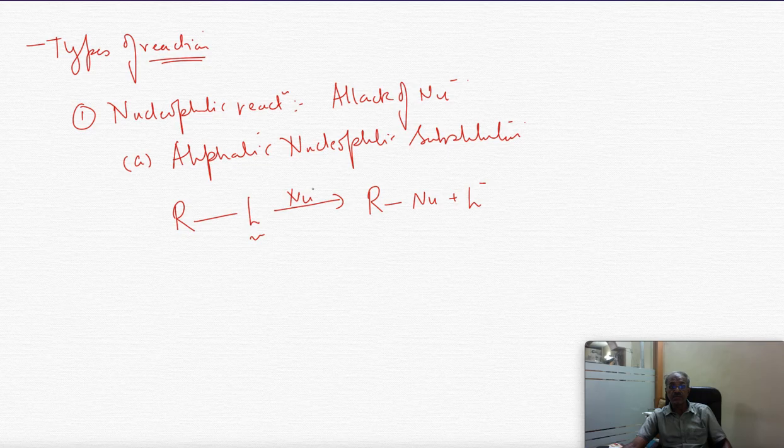That means L has to be a much better leaving group. Then only there is a point in attacking with a nucleophile. If L is a bad leaving group, obviously this reaction will not take place. So L has to be a very good leaving group.